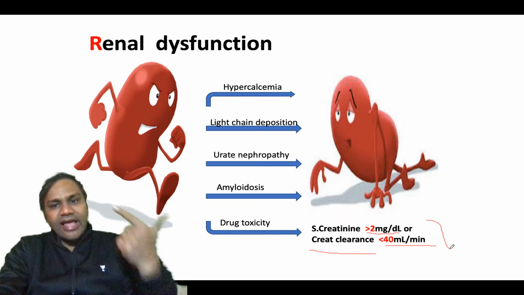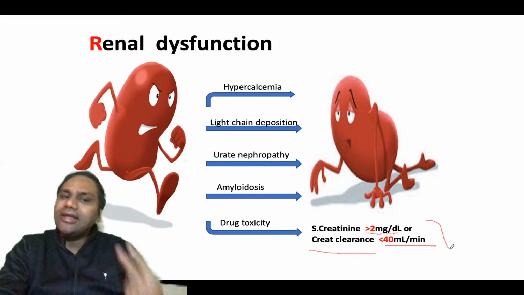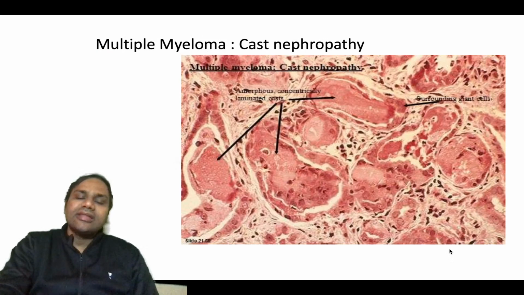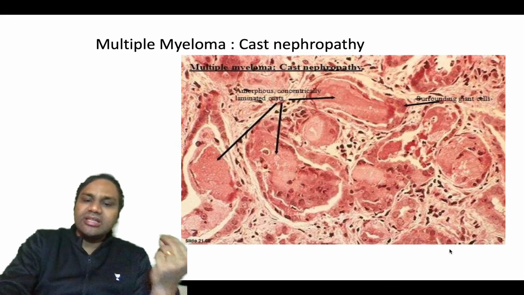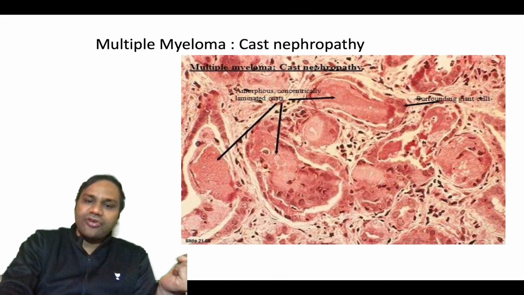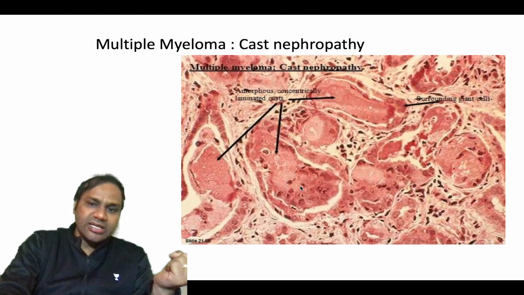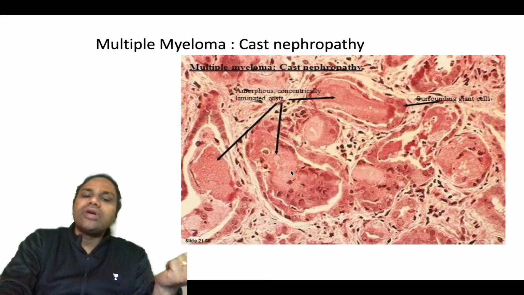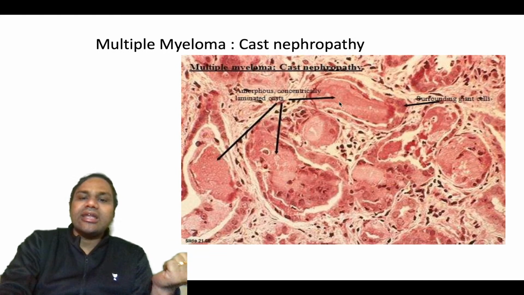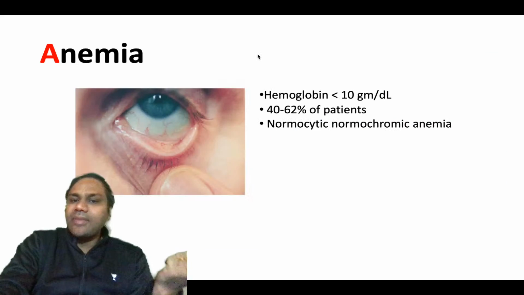So C for calcemia, that is hypercalcemia. R for renal dysfunction, that is for creatinine and or creatinine clearance. Then another important thing: in multiple myeloma you can see cast nephropathy. In the collecting ducts, PCT and all, you can see amorphous concentric laminated casts. So this cast nephropathy can also be seen in multiple myeloma.